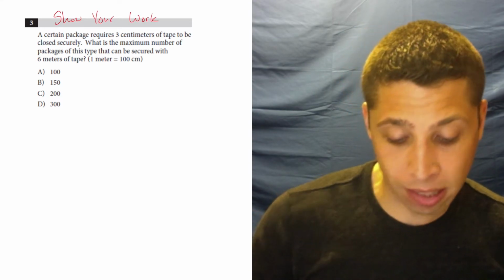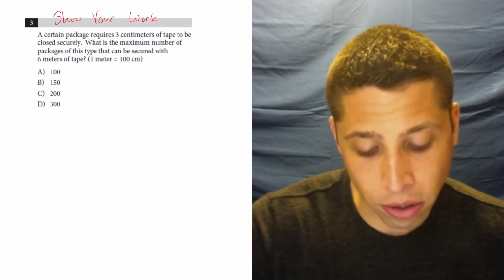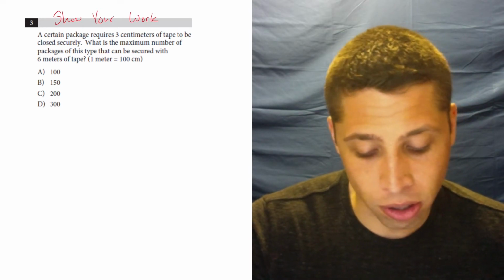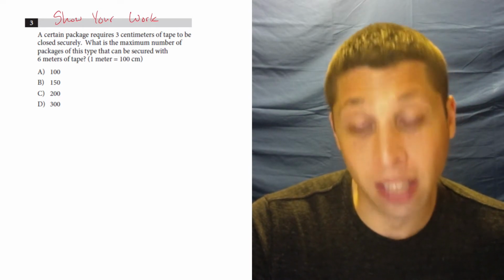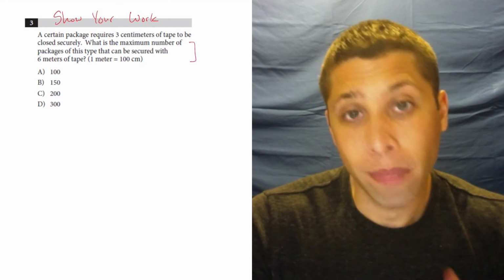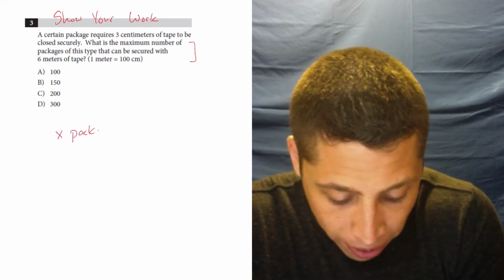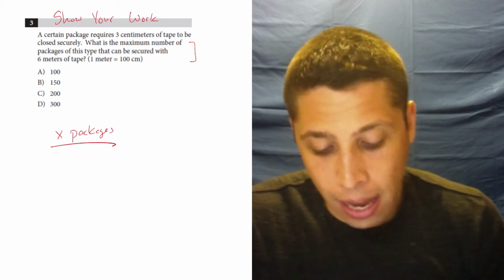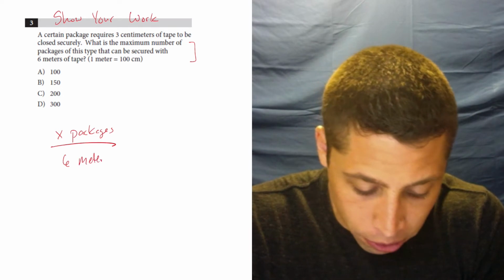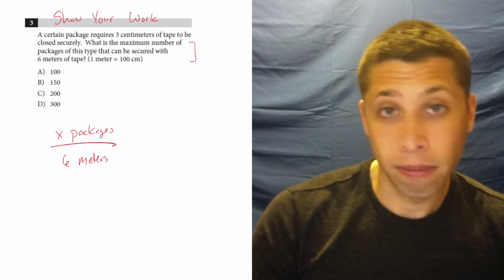Well, this is clearly going to ask me to create some sort of ratio. So that's what I'm going to do. A certain package requires 3 centimeters of tape to be closed securely. What is the maximum number of packages of this type that can be secured with 6 meters of tape? So I like to turn the question itself into the ratio. So how many packages, x packages, can be sealed with 6 meters of tape? So that's my rate, my ratio that I want to understand.